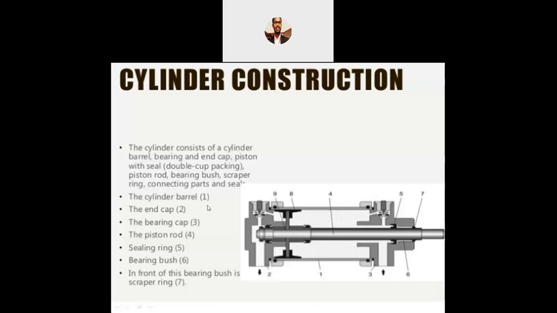scraper ring and connecting rod seals. These are all the major constituents of any cylinder, irrespective of the type or the principle of working of any cylinder. They are very much required. A cylinder barrel is nothing but a cylindrical surface, what you can see here, the outer surface. This is a cylinder inside which we will have the rest of the parts.